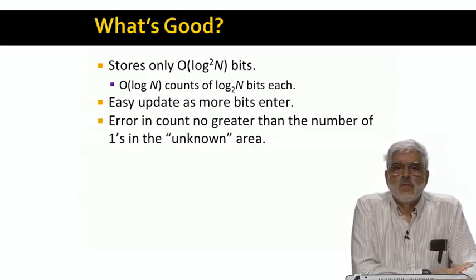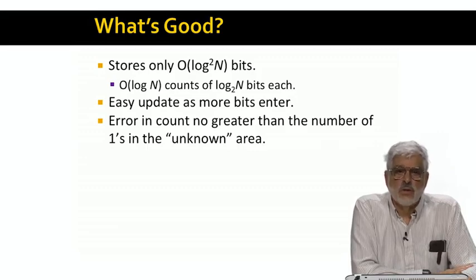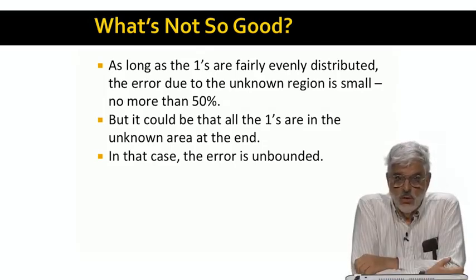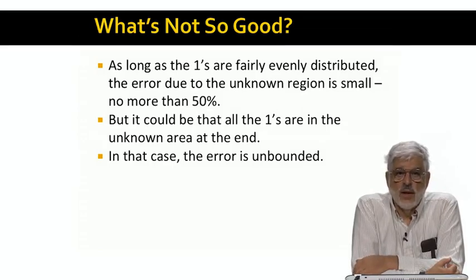It can't be bigger than the count of the biggest block, the one that is only partially in the region we're counting. There's a problem with the scheme, however. When the ones are distributed evenly among all the regions of the stream, the number of ones in the ambiguous region can't be more than half the total number of ones in the region we want to count. So our error is limited to 50%.